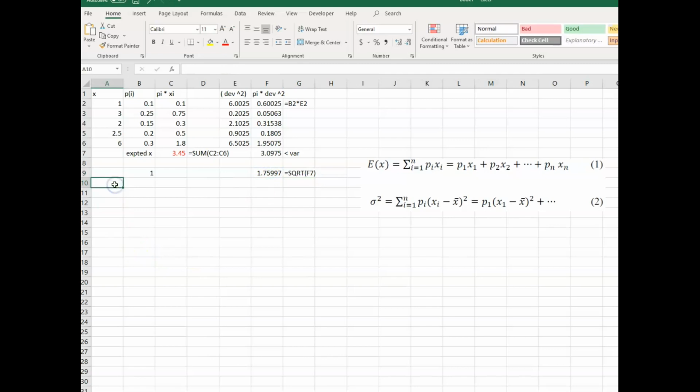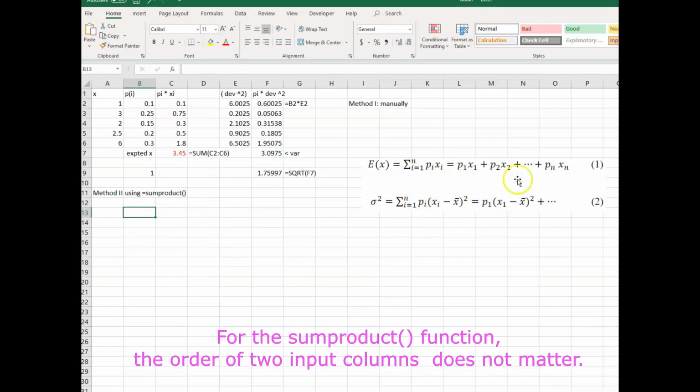And so this is what I call method 1. We manually calculate. So let's look at method 2. Method 2 is we simply use what is called SUMPRODUCT. We use sumproduct, and you see this one.